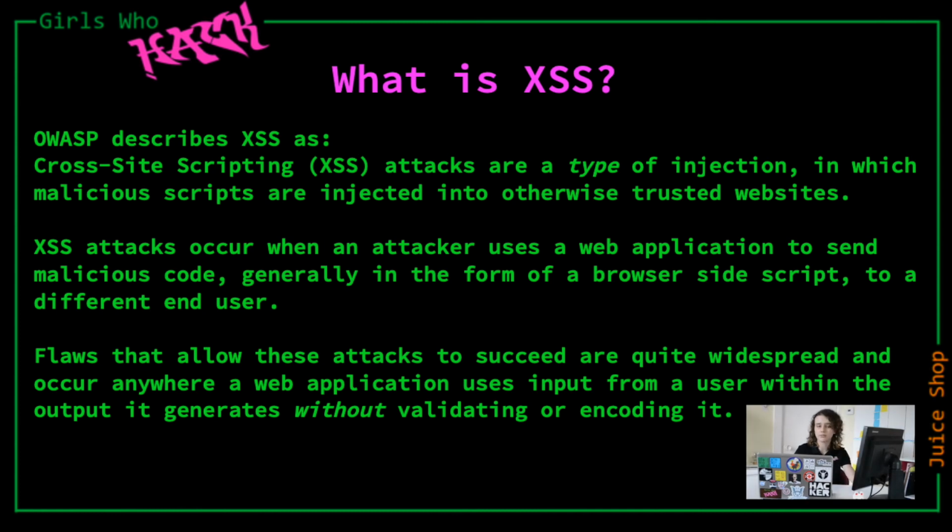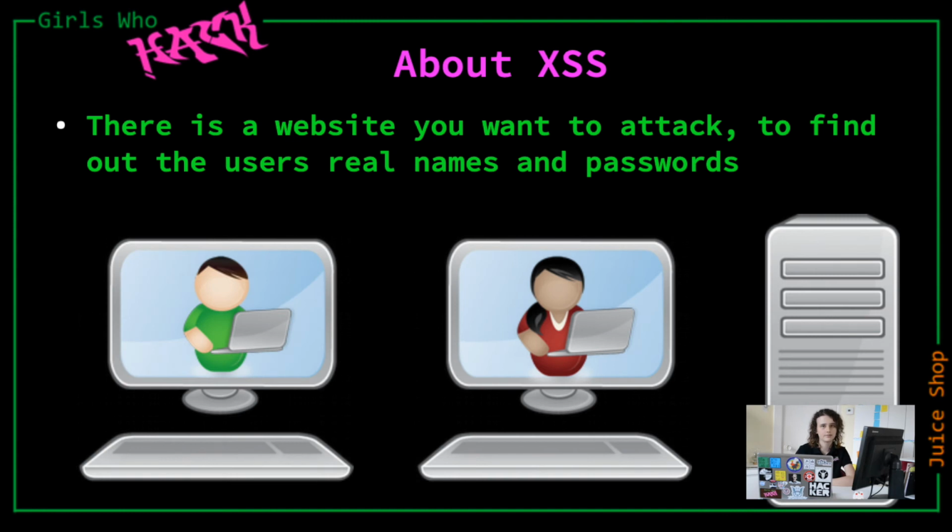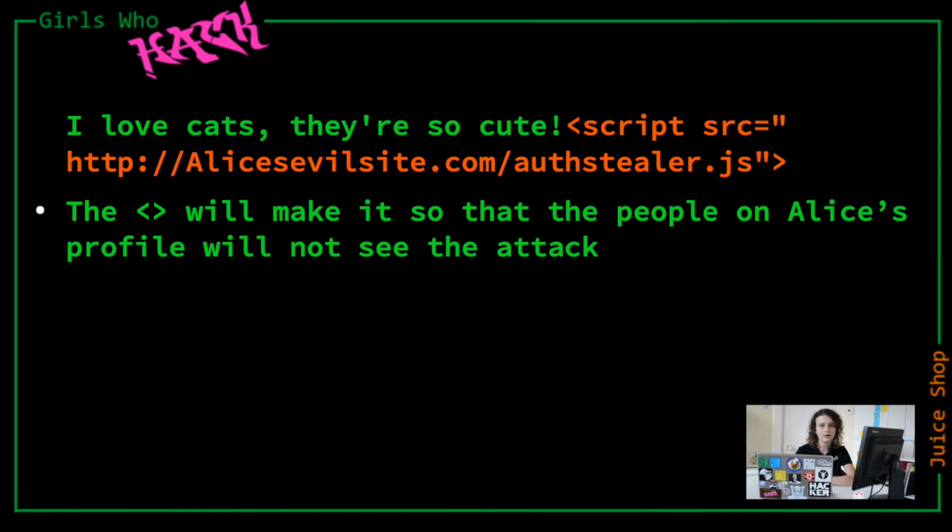To put all of what I just said more simply, I'll give you a little example. Let's say you are Alice, and there is a website you want to attack so you can find out all the users' real names and passwords. Inside of your profile questionnaire, you put in, "I love cats, they're so cute," to the question, "What is your favorite animal?" Then you put in your cross-site scripting attack, as shown in orange here. You may be thinking that people are going to go on her profile and see the attack, but the angle brackets make it so that the browser hides the code. This script leads the unsuspecting victim to Alice's evil site, where it steals their authentication cookies.